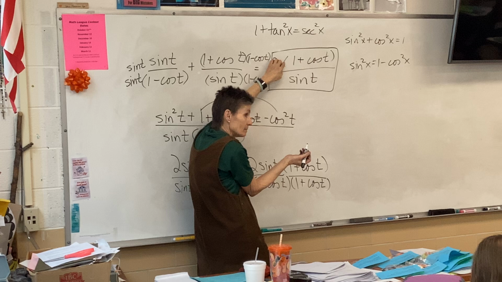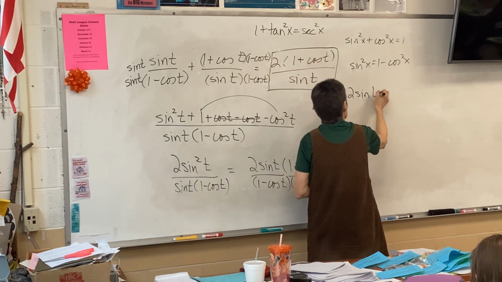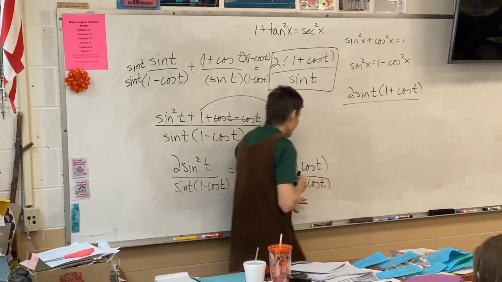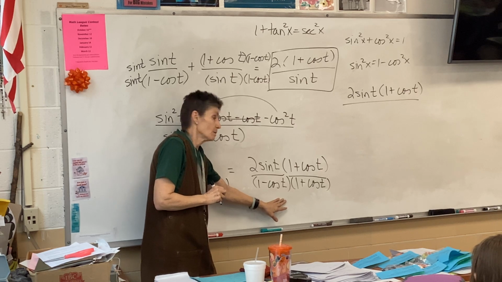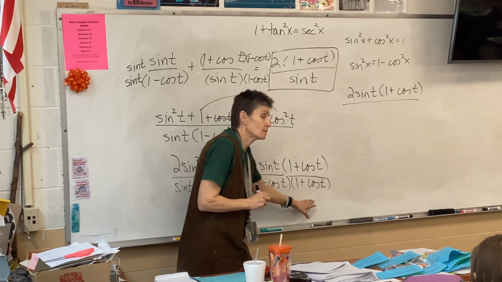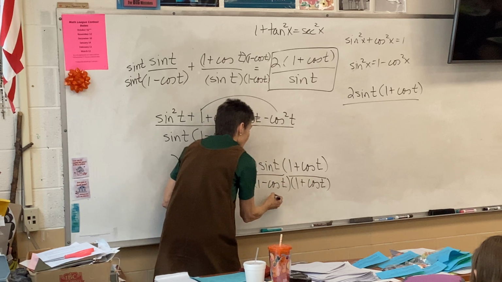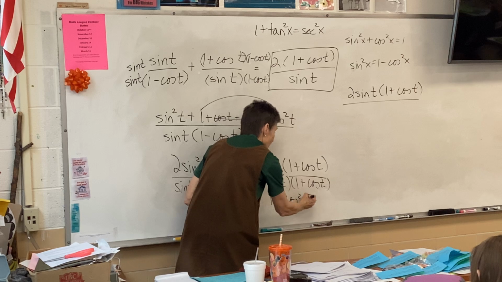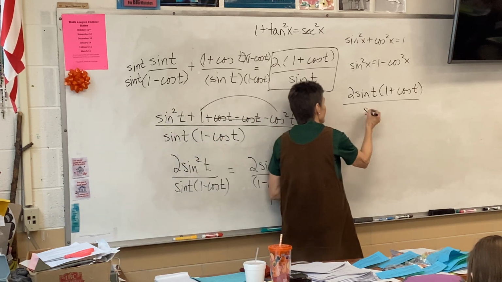That's what I want. So now I'm going to have 2 sine times 1 plus cosine. And what am I going to have in the bottom? 1 minus cosine times 1 plus cosine. What is this when you FOIL it? Negative cosine squared plus 1. Don't we get 1 minus cosine squared, which equals sine squared?